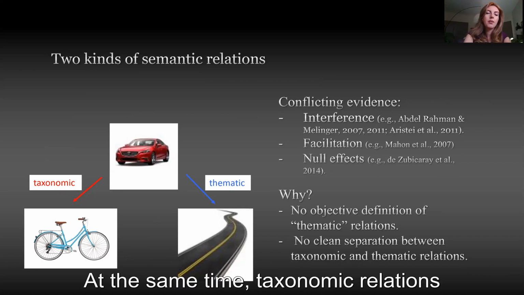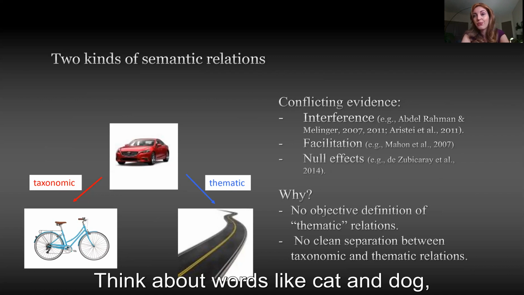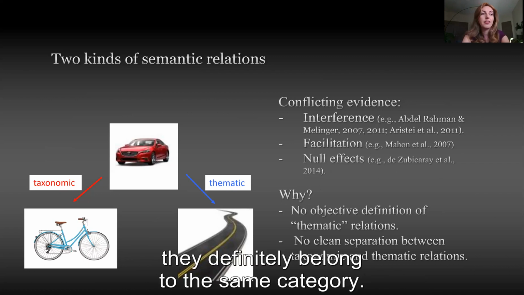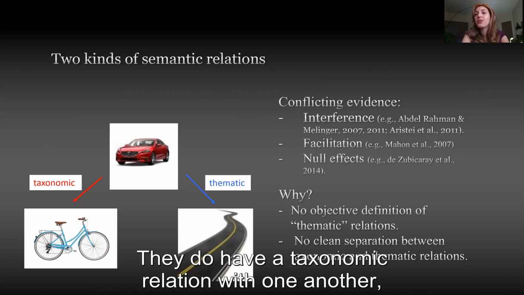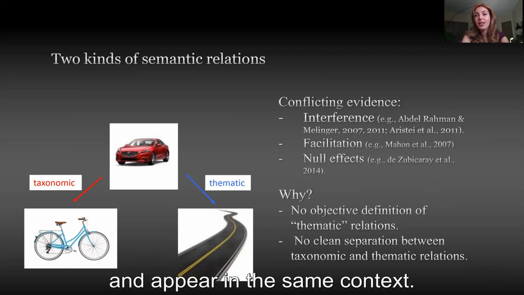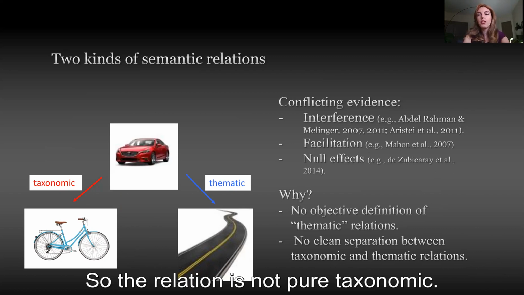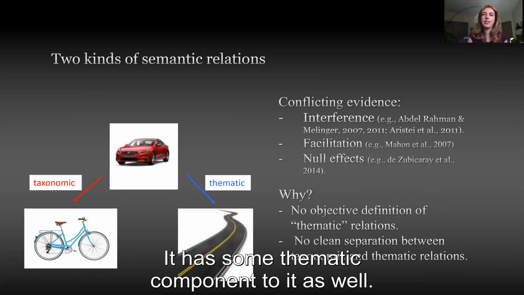At the same time, taxonomic relations are sometimes not pure taxonomic relations. Think about words like cat and dog. They definitely belong to the same category. They do have a taxonomic relation with one another, but at the same time, they're often seen together and appear in the same context. A lot of people have both cats and dogs as pets, for example. So the relation is not purely taxonomic. It has some thematic component to it as well.